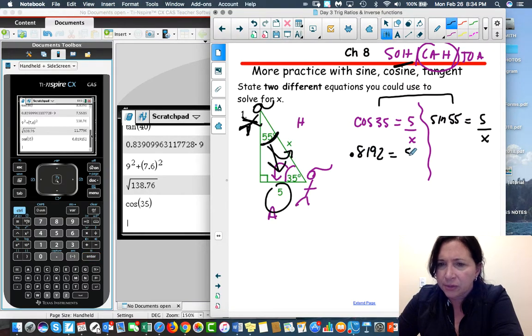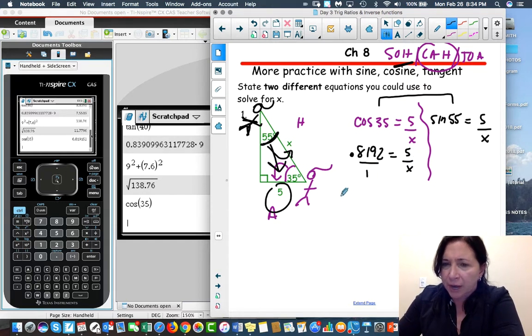So 0.8192 equals 5 over x. We're going to cross multiply and solve for x. We get 0.8192x equals 5. I want x by itself, so I have to divide both sides by 0.8192.